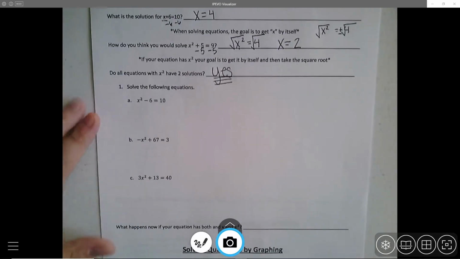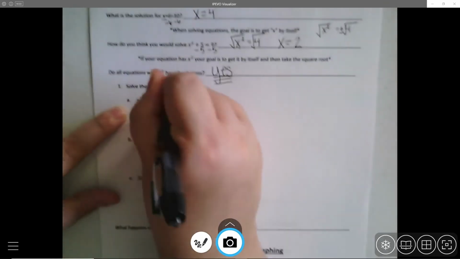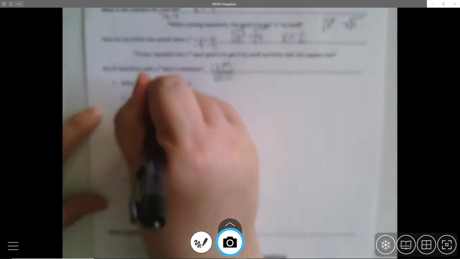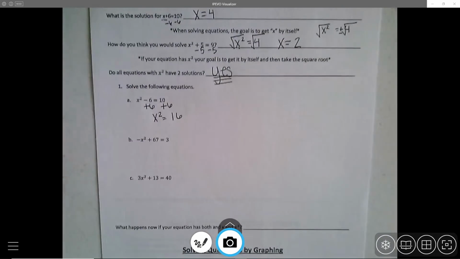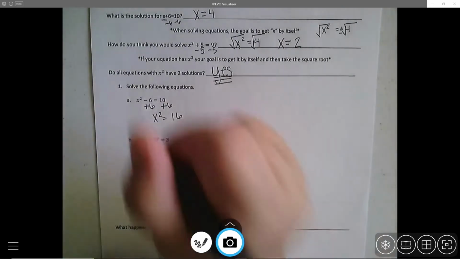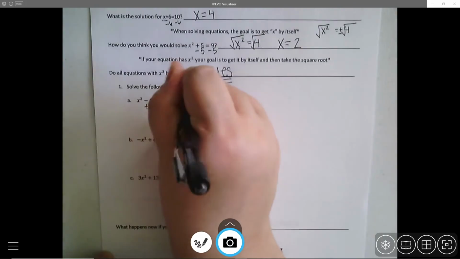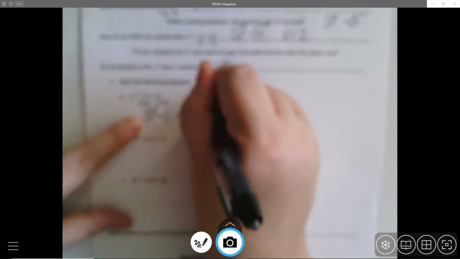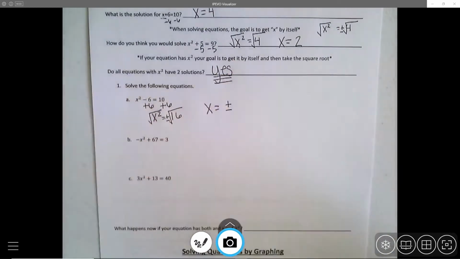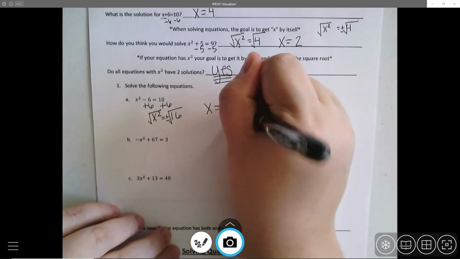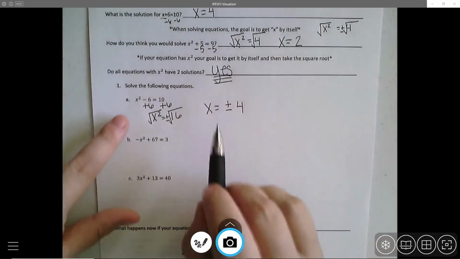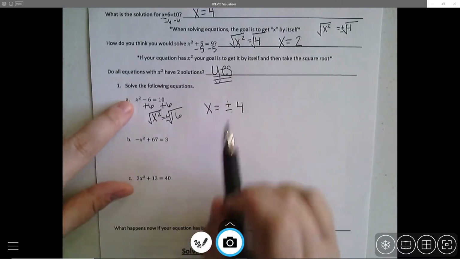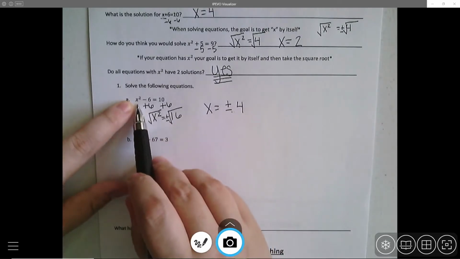Okay, we need to get x squared by itself. So on this first problem, to get rid of the 6, we're going to add 6 to both sides. I get x squared equals 16. Once you get x squared by itself, take the square root. Now, when you take the square root, add a plus or minus in the front. Square root of x squared is x equals plus or minus square root of 16. In your calculator, you can do that. We get 4. So my answer is a positive or a negative 4. And this positive or negative 4 is what would make this equation true.